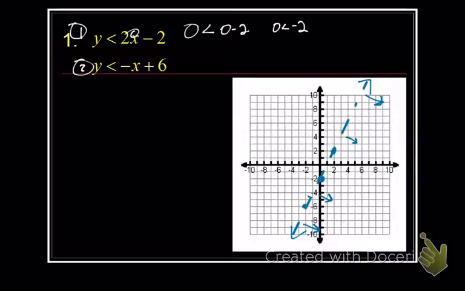So now we got to go find out where the solutions for the second inequality are. So we need to go to 6 on the y-axis. Then we go down 1, right 1, down 1, right 1, or up 1, left 1, up 1, left 1, since the slope is -1. Draw your line.